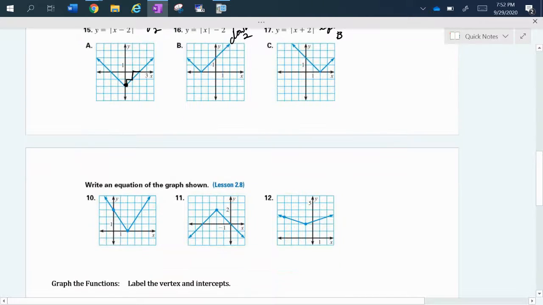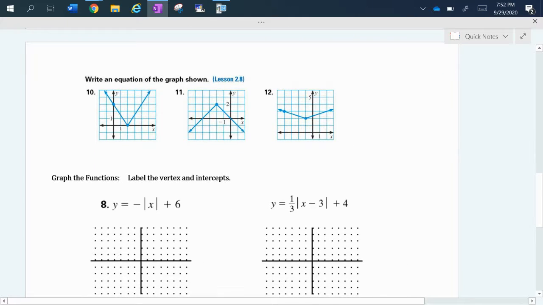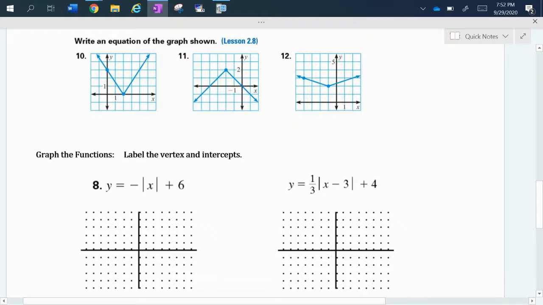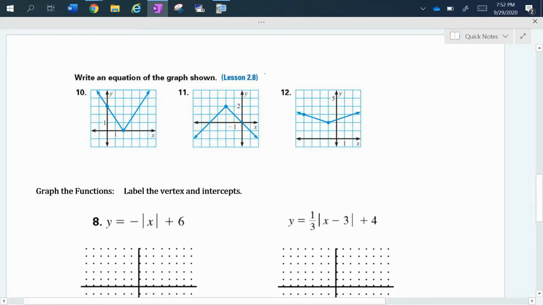Okay, so the next thing we're going to do is look at a graph of an absolute value function, and we're going to come up with the equation. As soon as I see that the graph is a V, I'm going to write y equals a times the absolute value of x minus h plus k. And so I need three things. First, I need the h and the k, so that comes from the vertex.